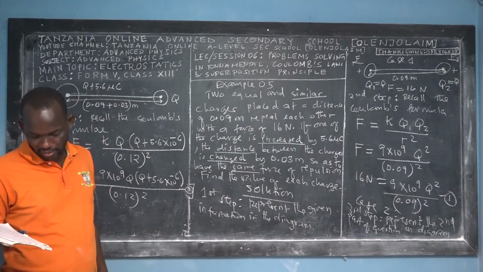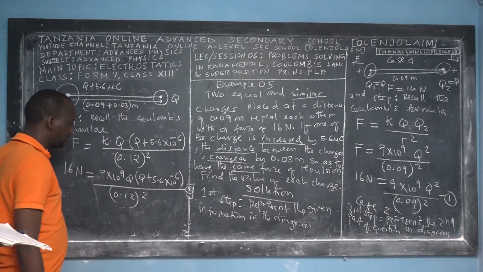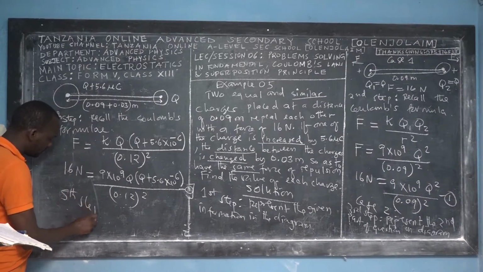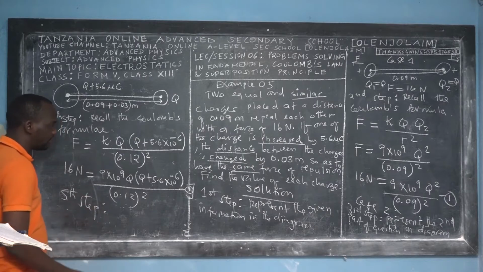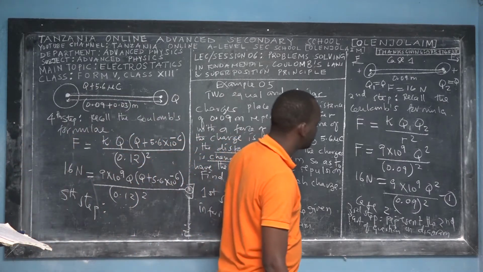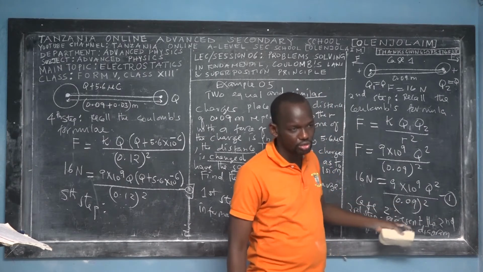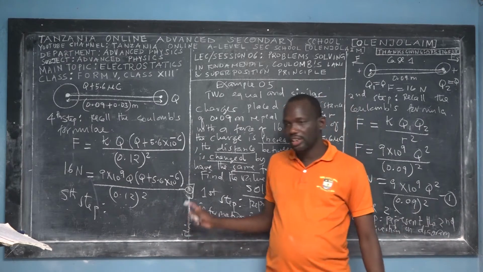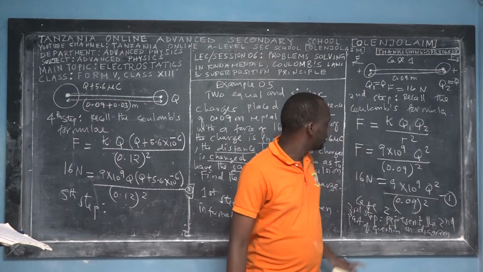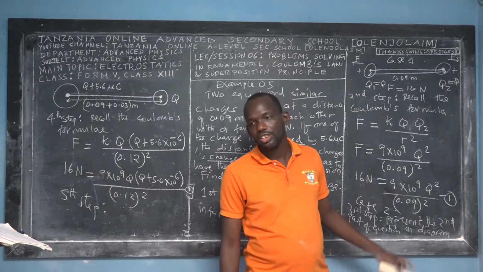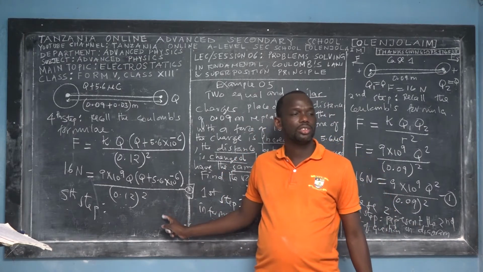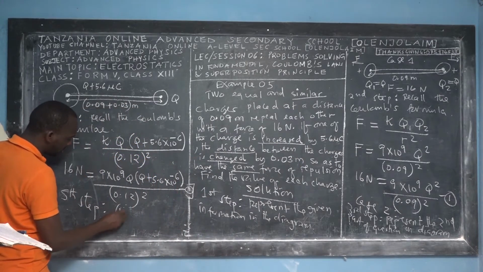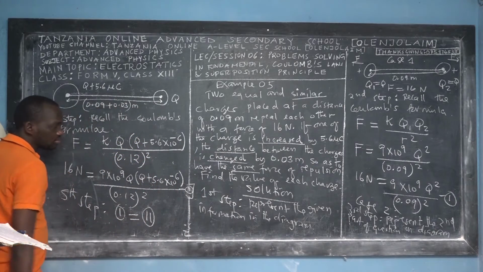After making the second equation, what do we say? Fine. What can you notice if you observe the first equation and the second equation? This is the first equation, this is the second equation. The magnitude of the force in the first case is equal to the magnitude of the force in the second case. So the next step is to take equation 1 and equate it to equation 2. That's all.